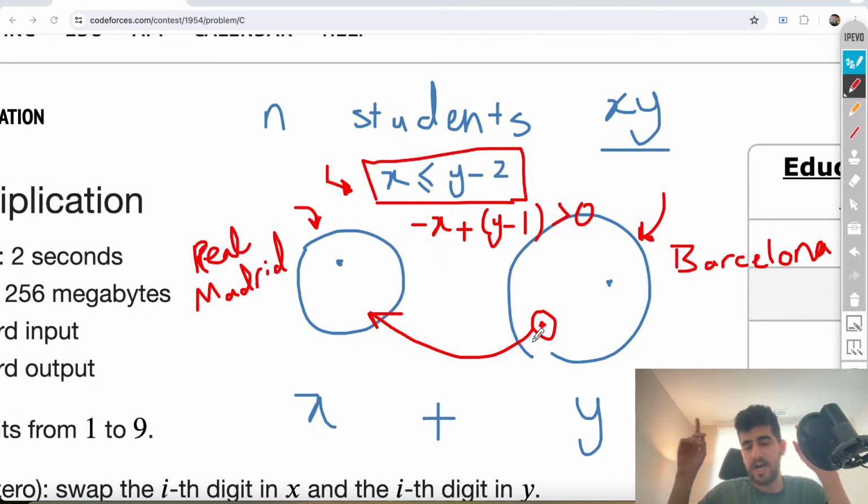I'm saying that if the difference in the number of people between the two groups is greater than 1, and we move one person, assuming he was a fan of Real Madrid instead of Barcelona, then he would not hate the fans of Real Madrid anymore, but instead he would hate all the fans of Barcelona, which would increase the number of pairs who hate each other.